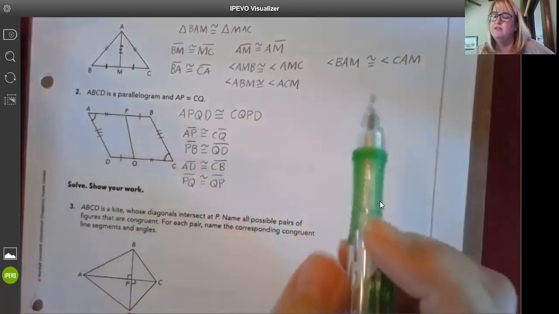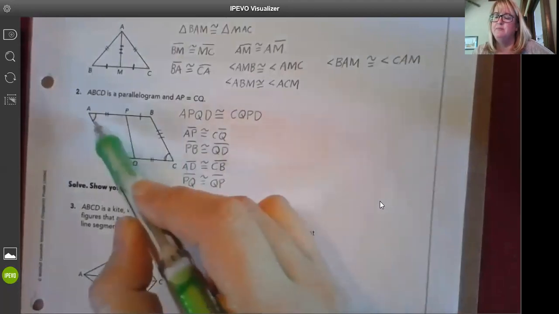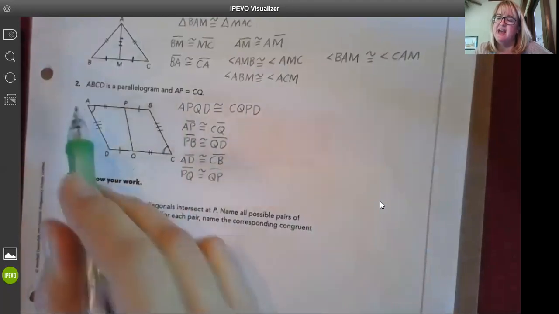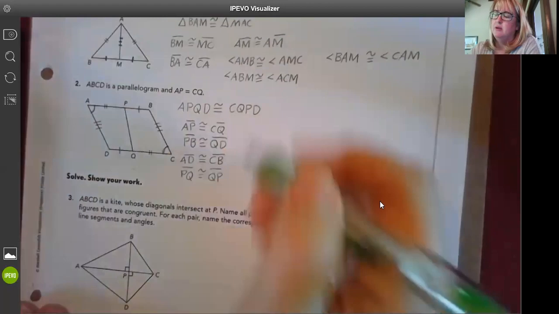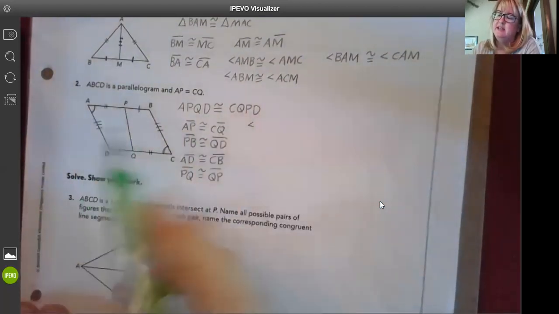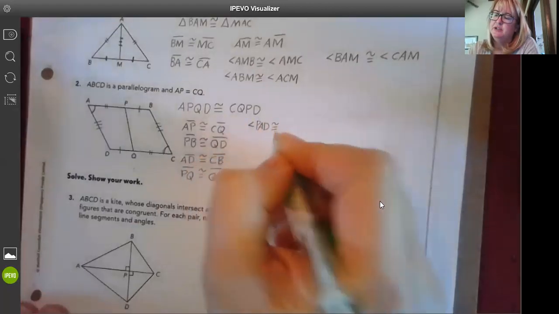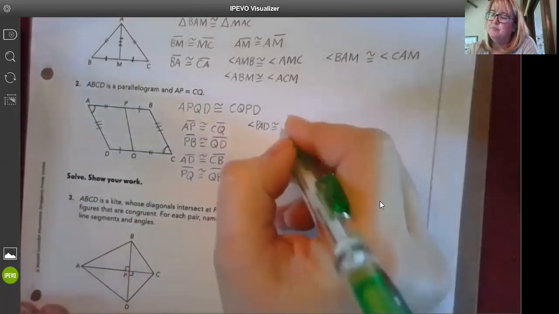Okay, so we already said that these two are congruent. So if I were to turn this over, angle C and angle A would sit on top of each other. But I'm going to call them by their full name. So we're going to say angle PAD is congruent to angle BCQ.